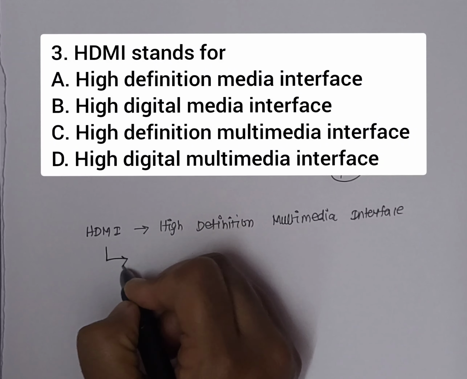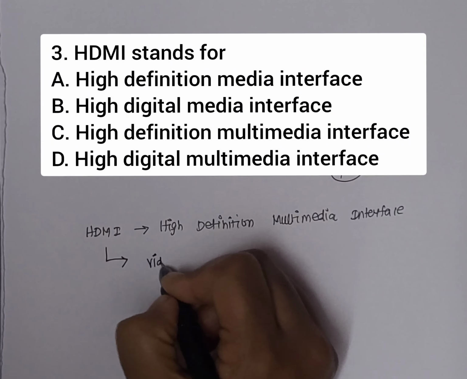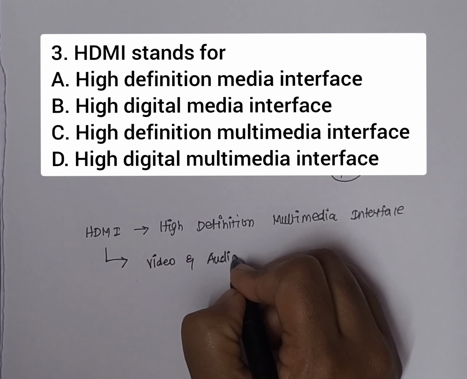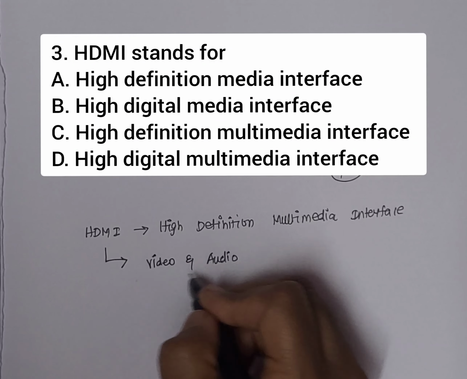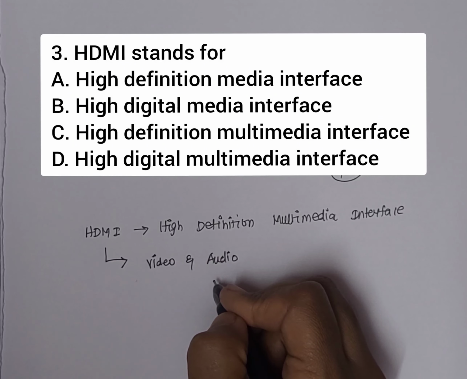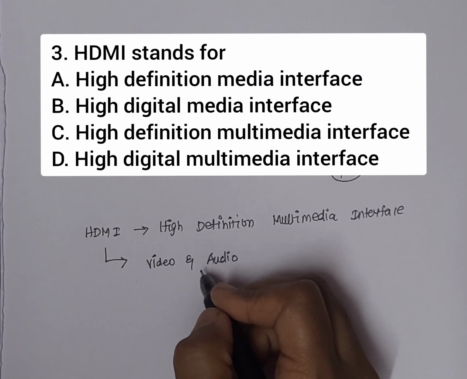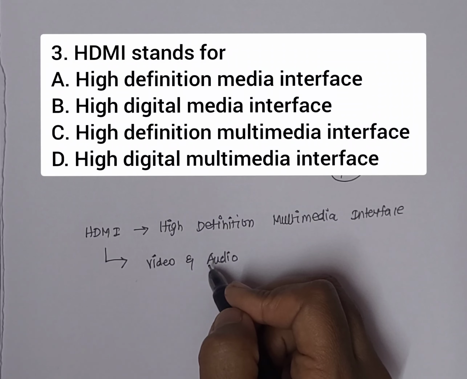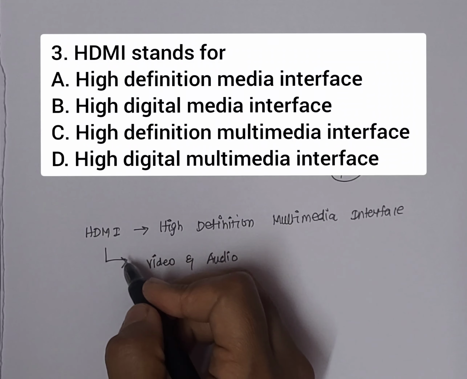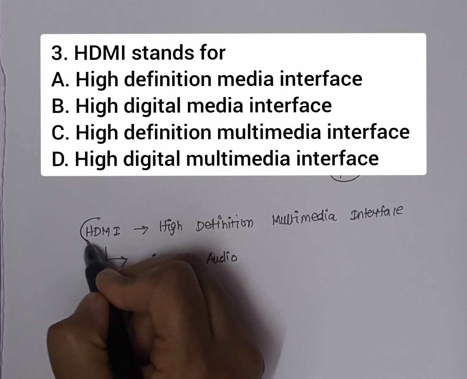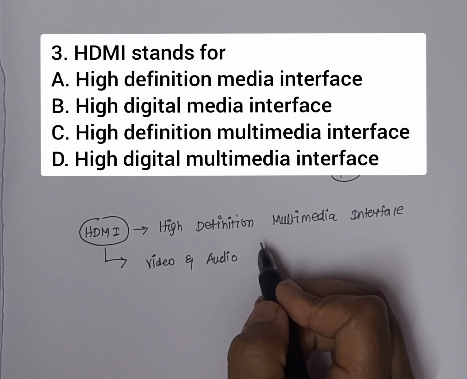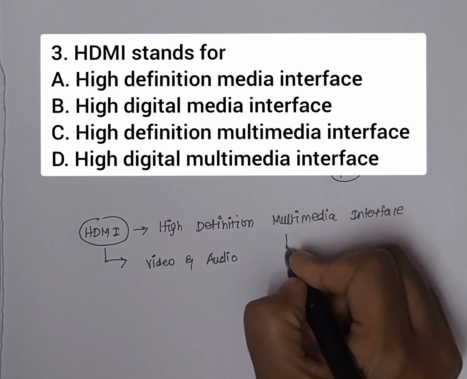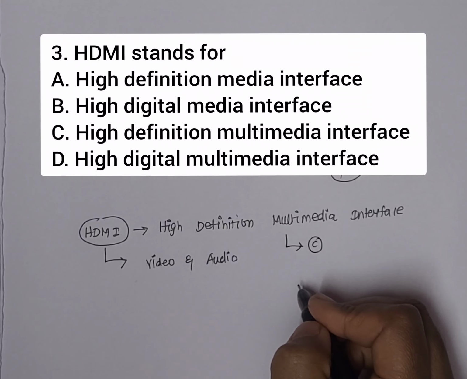This HDMI carries both video and audio signals, and it also allows us to turn a TV into a computer monitor. Since it carries both the video and audio signals, we will not require any separate audio cables. So these are the characteristic features of HDMI, which is High Definition Multimedia Interface. This answer matches with option C. So option C is our correct answer.